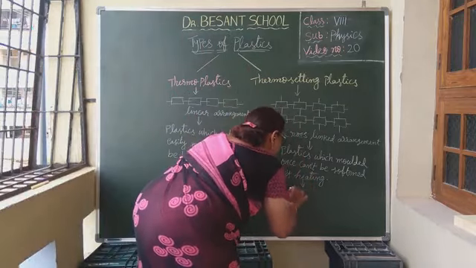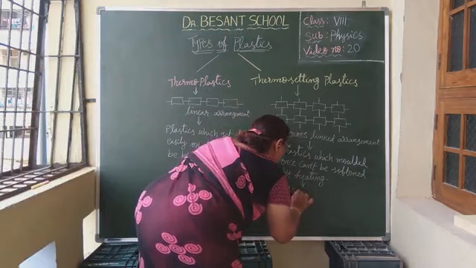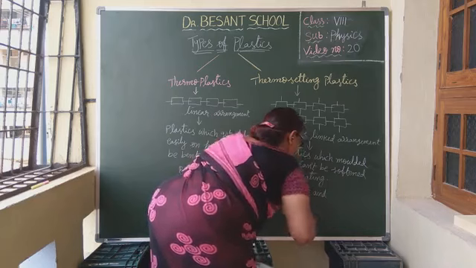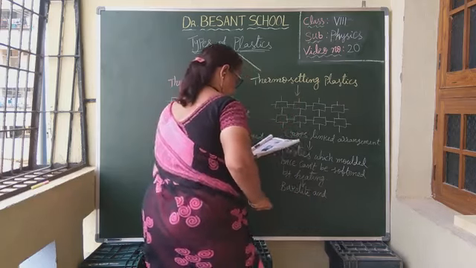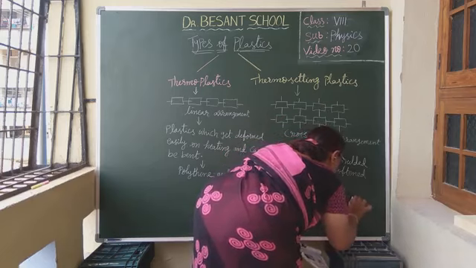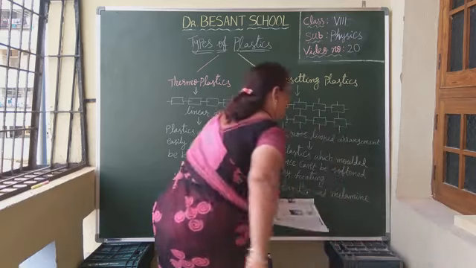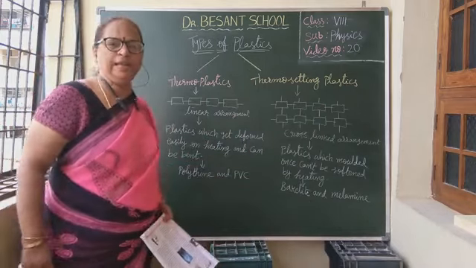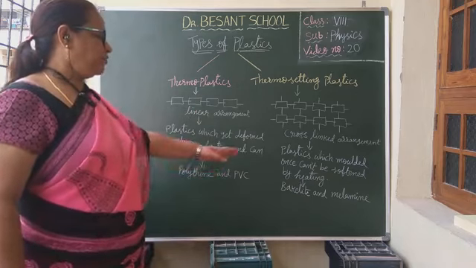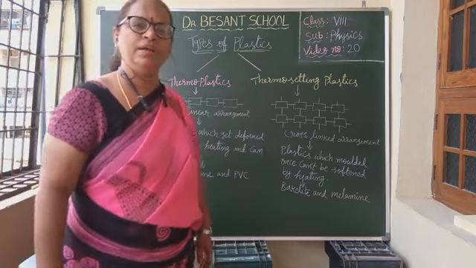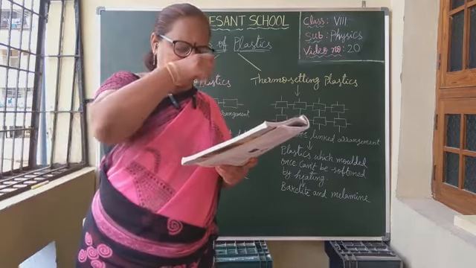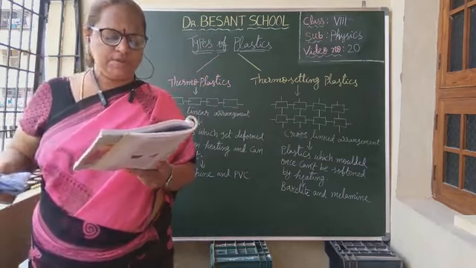Bakelite and melamine are examples of thermosetting plastics. Polythene and PVC are examples of thermoplastics. Clear, children? Now, can you tell whether Tupperware is thermoplastic or thermosetting plastic?